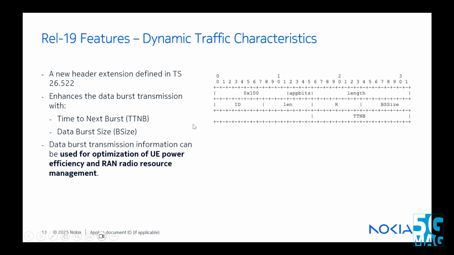Then we also added this header extension for dynamic traffic characteristics. So a bit more detail on this one as well. Like I said, in release 18 already, we only had the end of data burst indication. Now we have a separate header extension that also provides the time to next burst, so you know exactly how long it will take until more data is going to arrive. And you also have data burst size. These are used for optimization of UE power utilization, and also help the RAN do some better radio resource management.